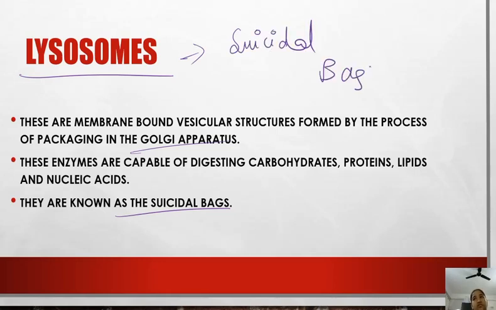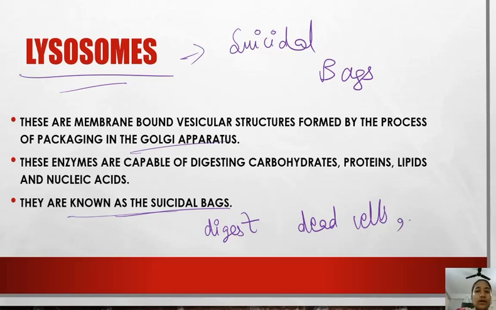Now, I'll consider in the same manner the biscuit factory itself. So in that biscuit factory, the suicidal bags hold all those broken biscuits, all that waste which has not been properly made, those are just sent into the suicidal bags. They just keep it in one area, right? Same way over here, lysosomes digest dead cells, and also digest unwanted materials.